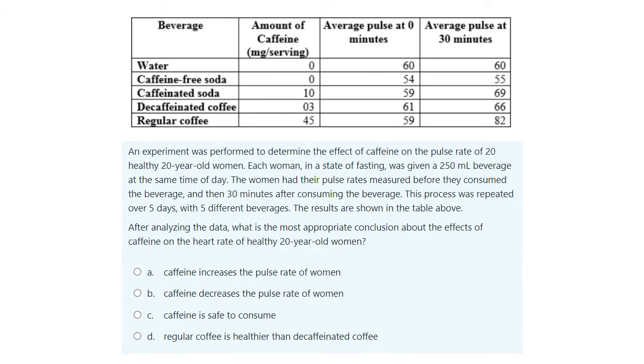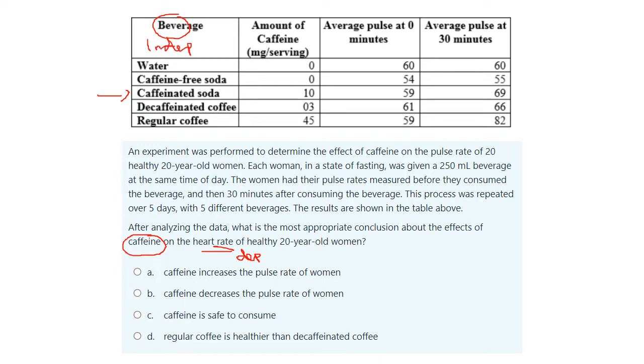After analyzing the data, what is the most appropriate conclusion about the effects of caffeine on the heart rate of a healthy 20-year-old woman? Caffeine on the heart rate. So the heart rate would be the dependent variable, and the beverage of which caffeine is an example would be the independent variable, the thing that is being changed.